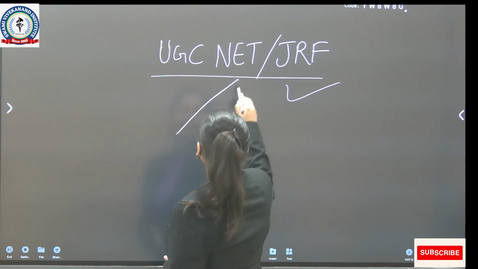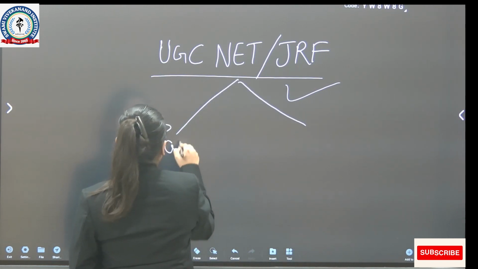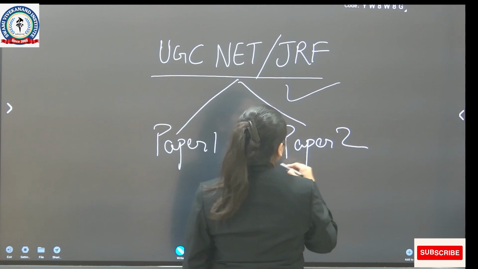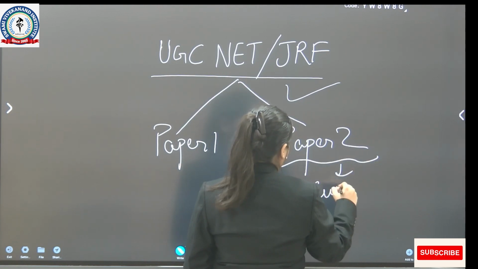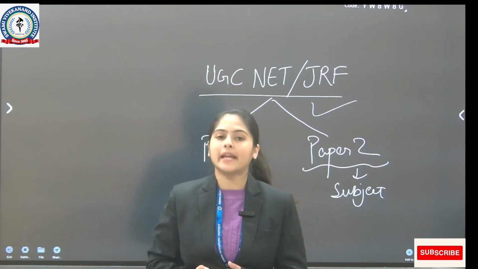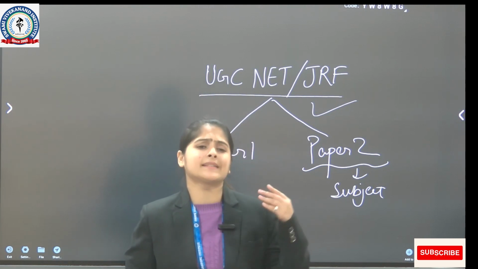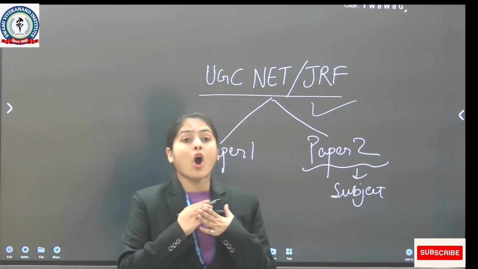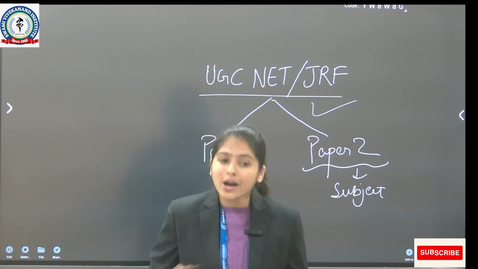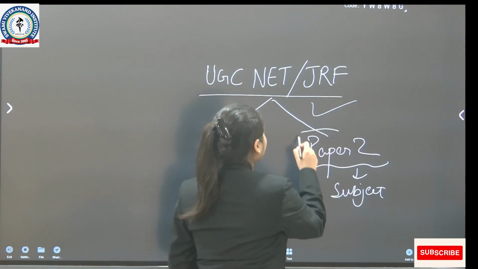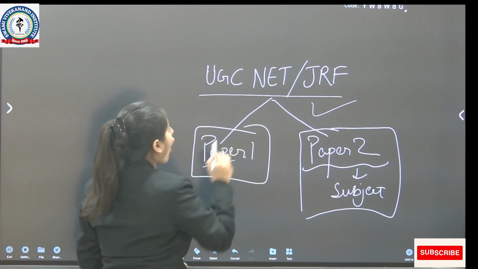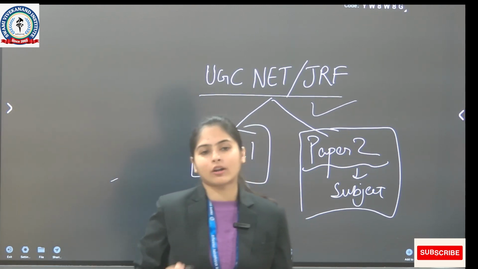Basically, this exam is divided into two papers: paper 1 and paper 2. Paper 2 is your subject paper. For example, if you are a student of English, your paper 2 will be of English. If you are from law, commerce, media and communication, there are almost 84 subjects. Every language like Odia, French, Spanish, all kinds of subjects are involved in paper 2. Whereas paper 1 is common for everybody who sits for the exam.